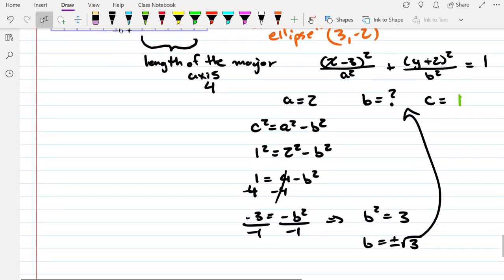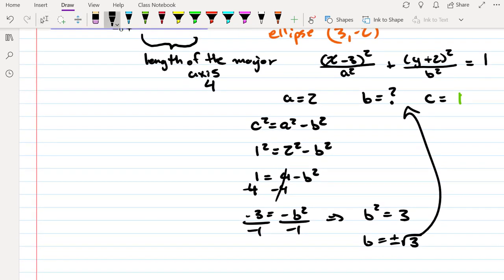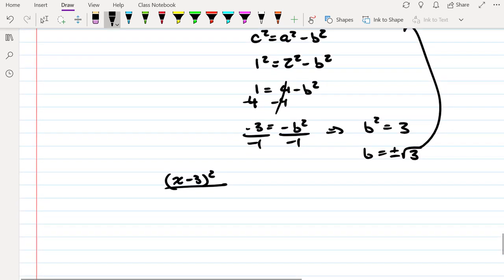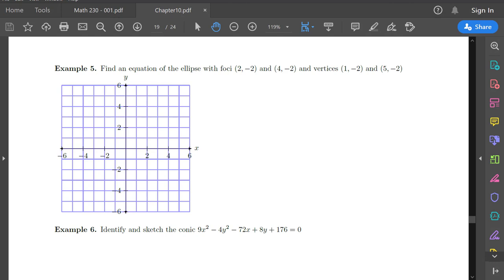So finally, putting all of that together, we get the equation of our ellipse is (x minus 3) squared over our a squared, and a is 2, so 4, plus (y plus 2) squared, all over the square root of 3 squared, which is 3, is equal to 1. And that's going to be the equation of our ellipse.